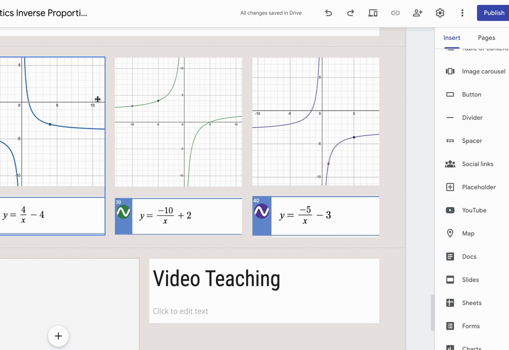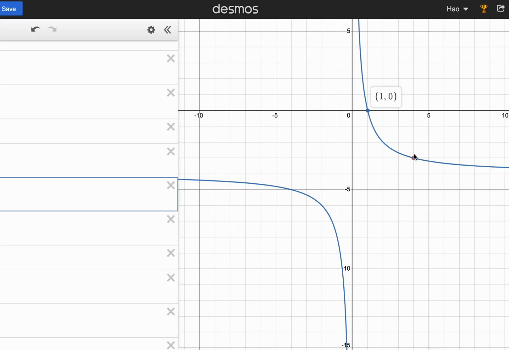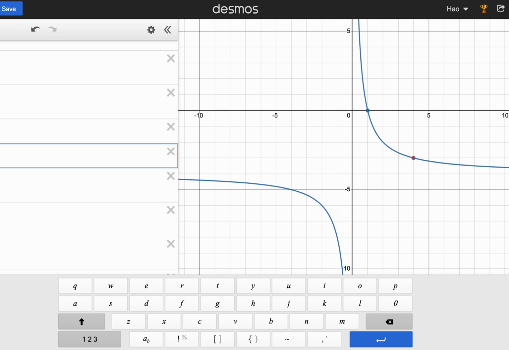from the graph here? You can see that I have labeled 2 points for you, this point and this point. This point is (1, 0) and this point is (4, -3). So therefore we can get the information of the two coordinates, and from there we can work out the two equations.